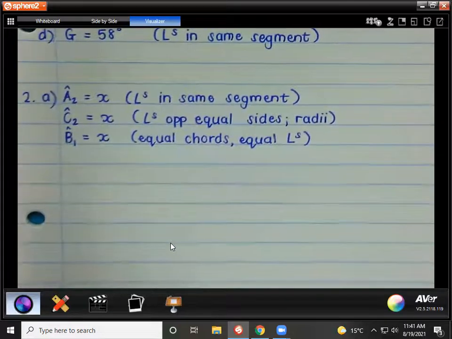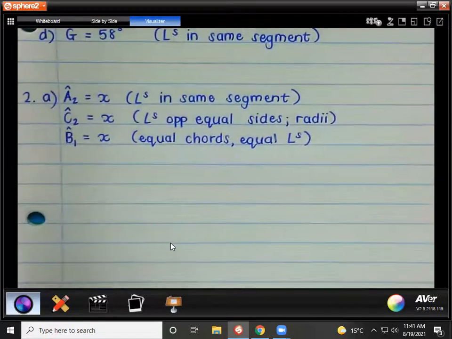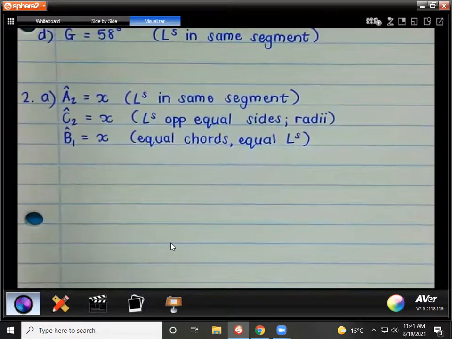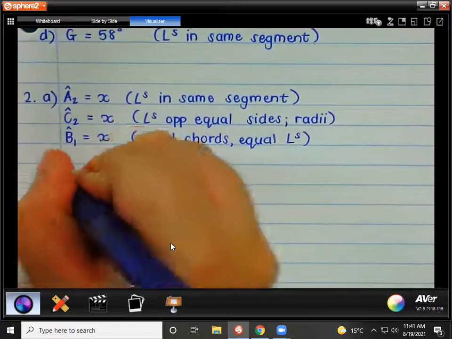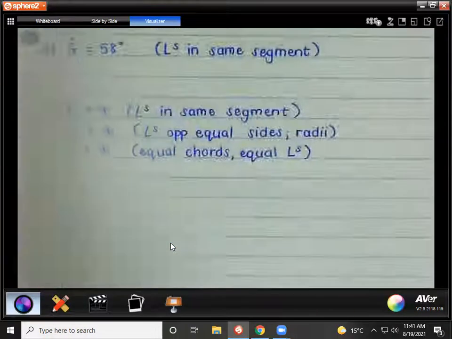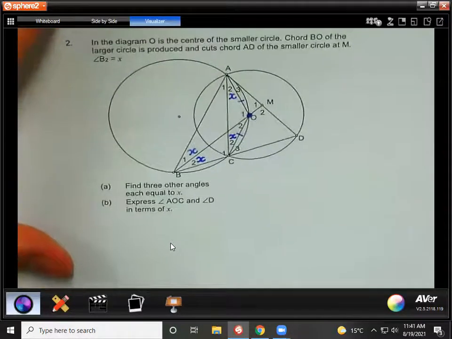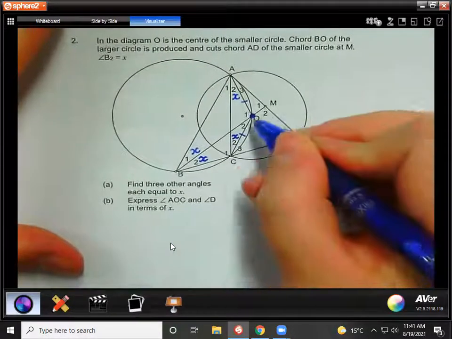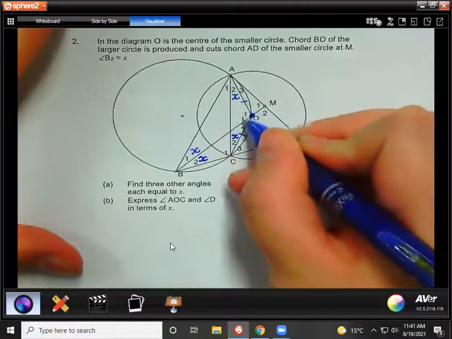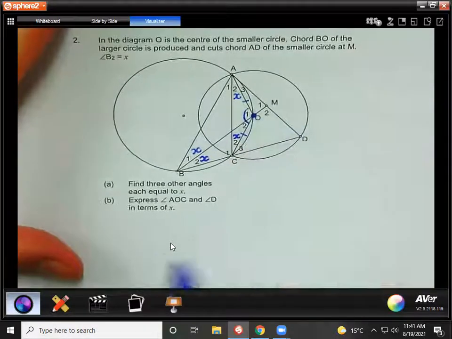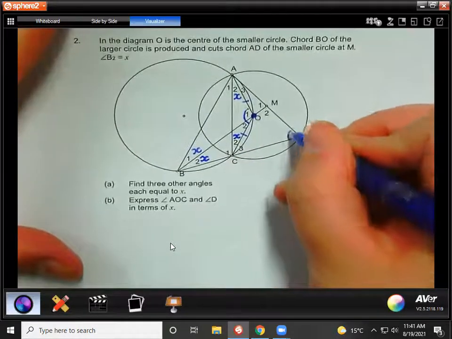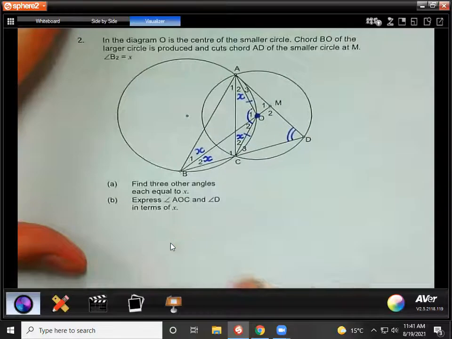Oh, and now we're done. They just wanted 3. All right, and we found 3. Now, 2b. Now they're saying express angle AOC, which is this angle here, and we have actually already mentioned it. All right, but they're saying express angle AOC and then angle D, which is this one, in terms of x.